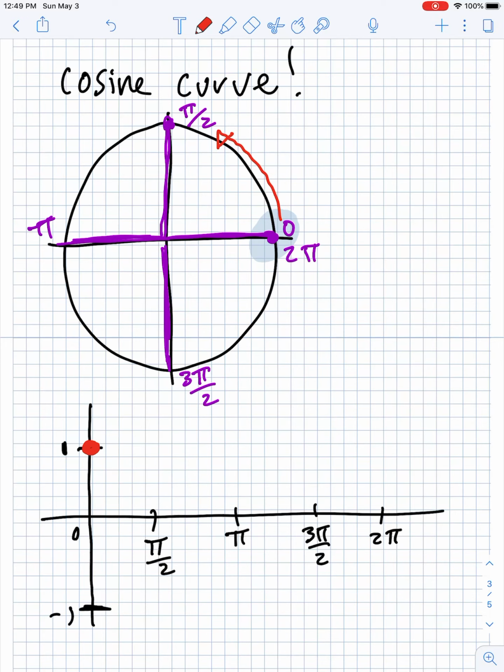Then as I travel this way, the triangle bases get smaller and smaller and smaller until you get a very skinny triangle right here that has a base of 0. So that means at pi over 2, the cosine is 0. Then the bases get bigger and bigger, but negative. So it dips down to -1 at that point. Then at 3 pi over 2, the triangle bases shrink, get back up to 0, and then at 2 pi, we're all the way back to +1 again, right around here. Now let's connect the dots.